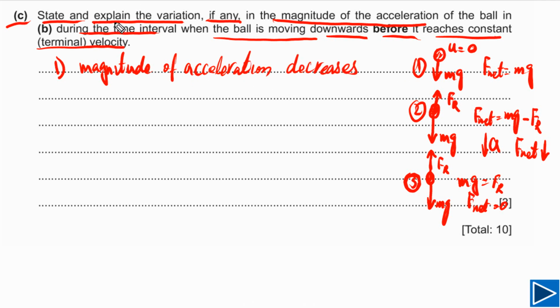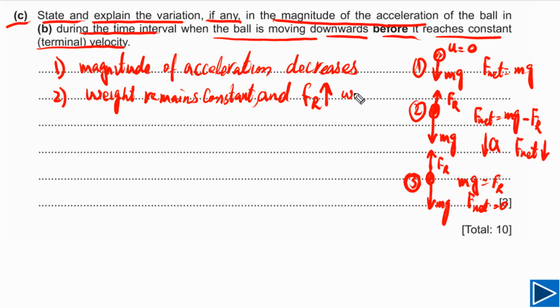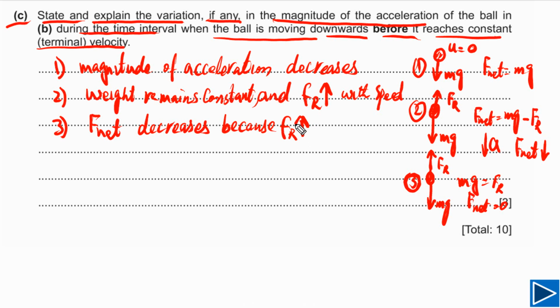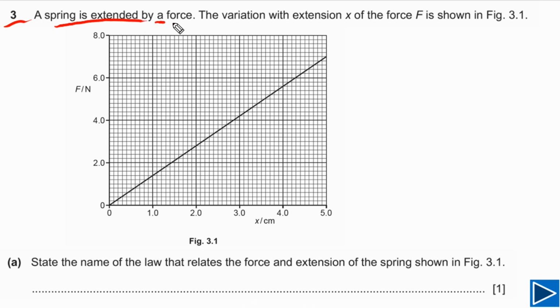Now the question is also asking us to explain, so we can simply explain that as the ball is falling, weight remains constant. So the second point you can write down is that weight remains constant and the resistive force Fr is increasing with speed. And the third point we can say is that F net decreases because Fr increases with speed. So that's all you need to write down. If you write down these 3 points, you will get 3 marks.